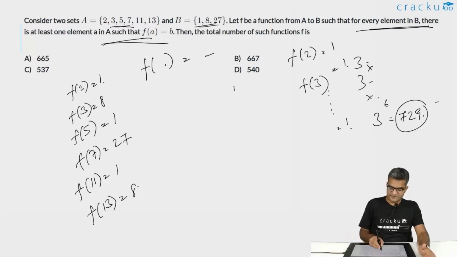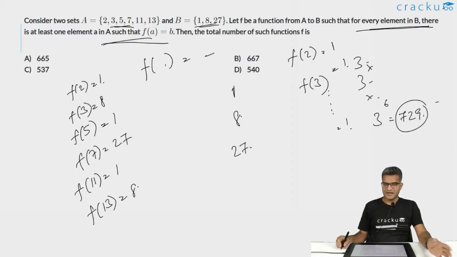That is, we should have some number where f of that number is equal to 1, some number where f of that number is equal to 8 and some number where f of that number is equal to 27. That is basically the restriction. I am giving you all of this so that you understand what exactly is being asked.